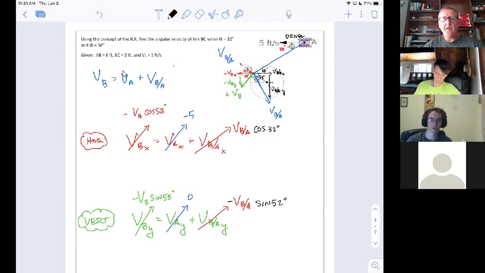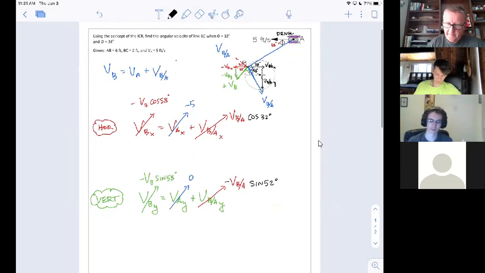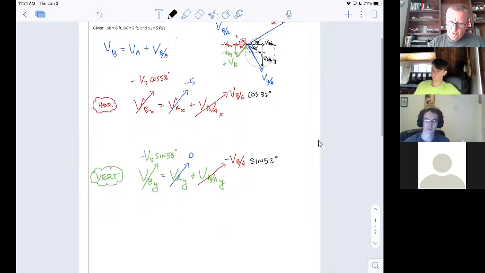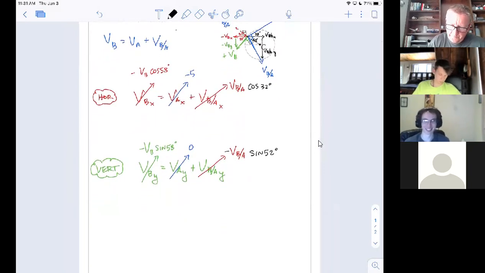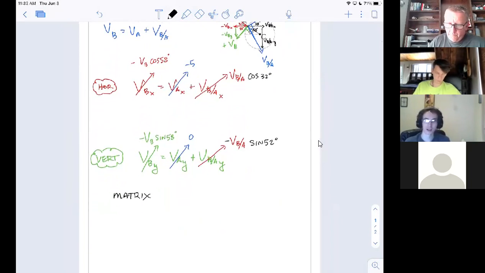So we've solved a lot of 2 equations, 2 unknowns. I look at this and think that's sort of terrifying. So I'm going to use a matrix. This will be my V of B numbers, and this will be my V of BA numbers, and this will be my number itself.